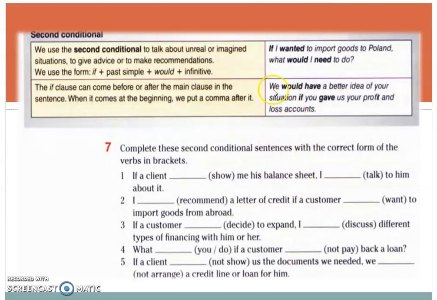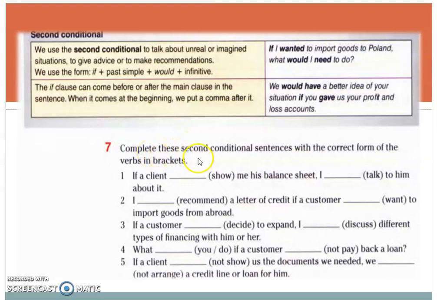Yeah. So here, we would have a better idea of your situation if you gave us your profit and loss accounts. That's the financial statement. So, would have a better idea of situation if you gave, so this is the past form. So this would have here. So it can be reversed. Yeah? Okay.